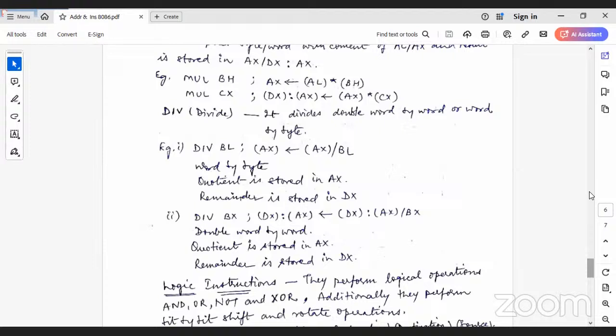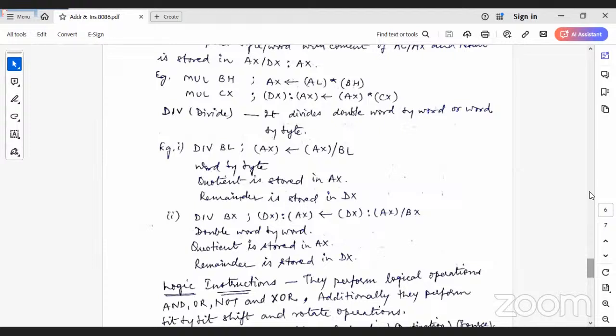And the result again, you see, can be more than one word. So 2 bytes or more than 2 bytes, we call it a word. I told this point earlier also. So a double word is divided by a word in the second example. And in the first example, you have to see that the quotient is stored in AX and the remainder is stored in DX.